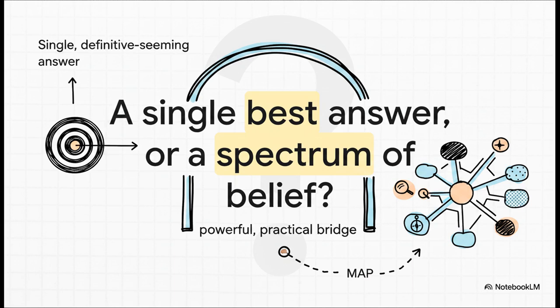MAP gives us this incredible practical bridge right between the simplicity of maximum likelihood and the richness of a full Bayesian approach. It gives us a single answer, sure, but it's an answer that's more robust, more grounded, and smarter because of our prior knowledge.